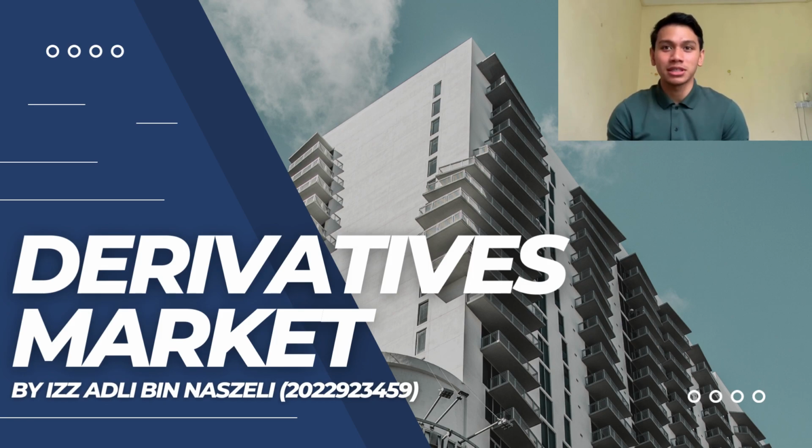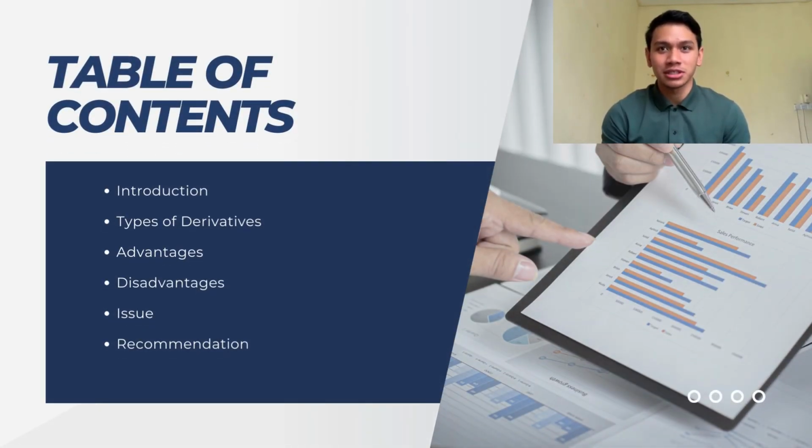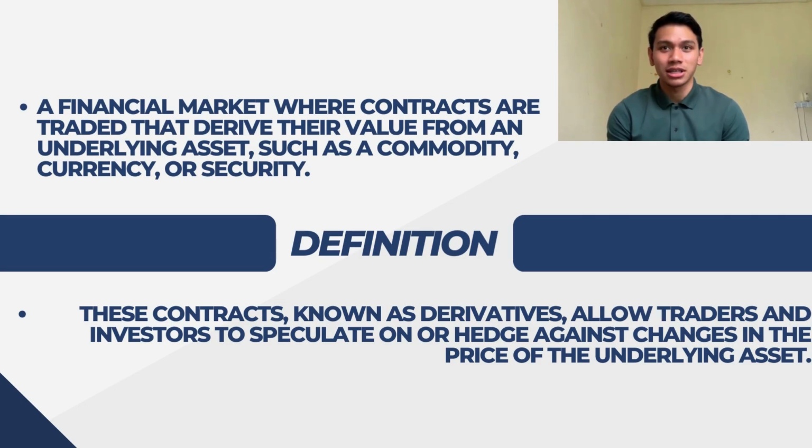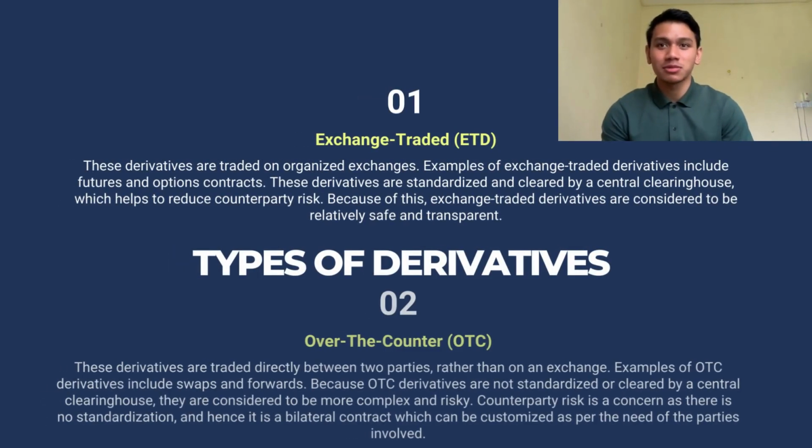So today I will be presenting about chapter 5, which is derivatives market. We're moving to the next slide. As for my table of contents, first is introduction, followed by types of derivatives, advantages, disadvantages, issue, and recommendation. So the definition of derivative markets is a financial market where contracts are traded that derive their value from an underlying asset, such as commodity, currency, or security. These contracts, known as derivatives, allow traders and investors to speculate on or hedge against change in the price of underlying assets.